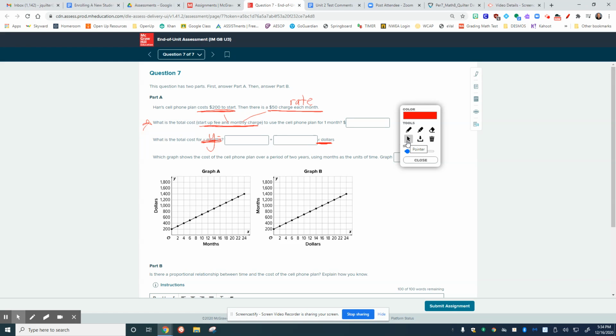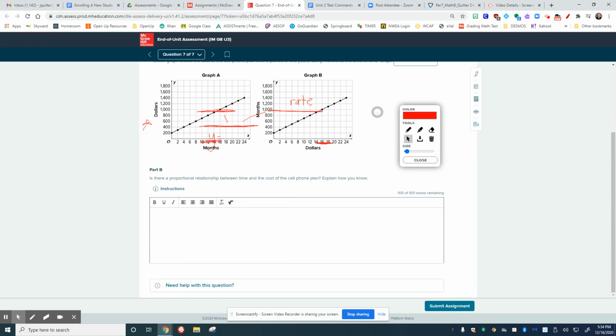The final question for this part A talks about which graph shows the cost of the cell phone plan over 2 years. So you need to, again, think about what I told you in the previous problem. Compare these graphs, every little bit of it. Compare the labels, compare the lines, compare all of it, and make sure you're choosing the right one.